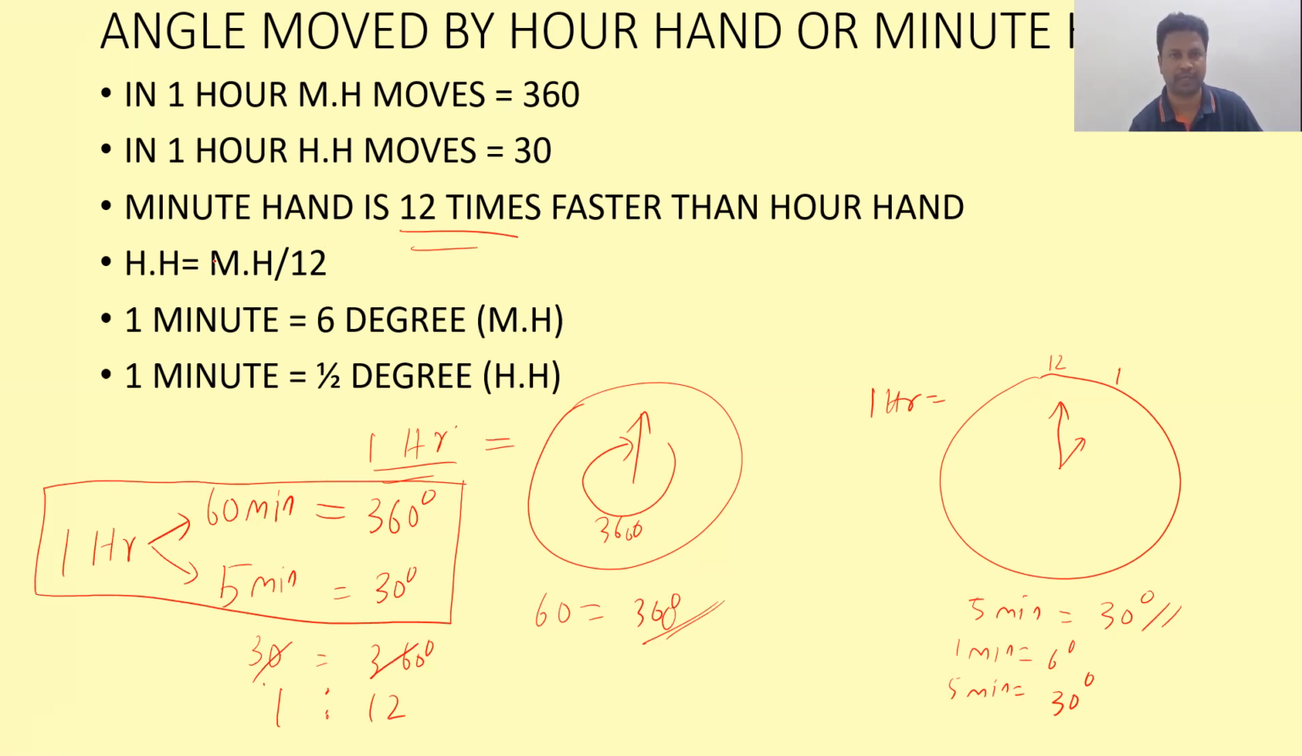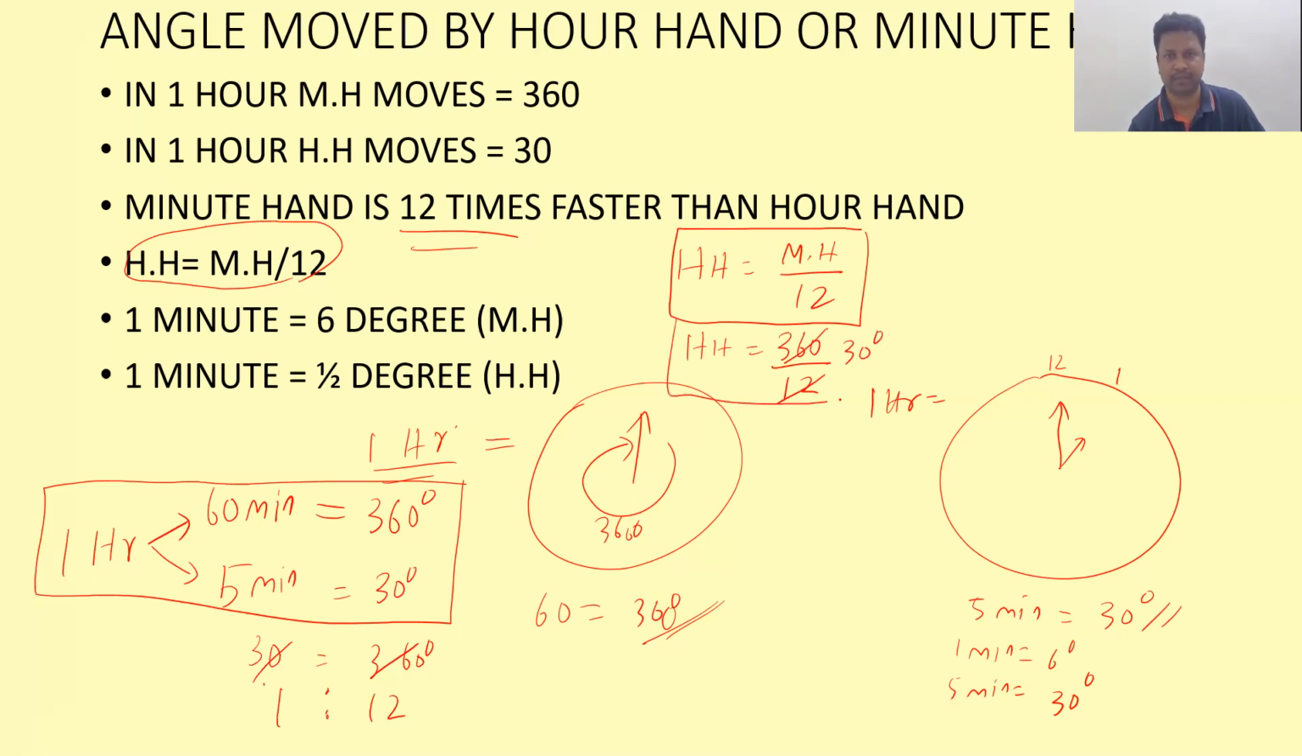If we make a formula, we can make like this. Okay, hour hand, HH means hour hand, equal to minute hand divided by 12. For example, if I want to find the hour hand, minute hand is moving 360 degree in 1 hour. Then hour hand will move how many degree? Means if you cancel this, you will get what? 30 degree, right? 360 by 12, it is what? 30 degree. So hour hand will move 30 degree, right?